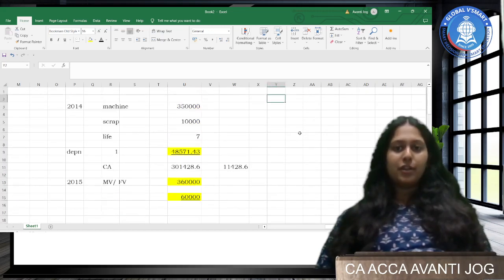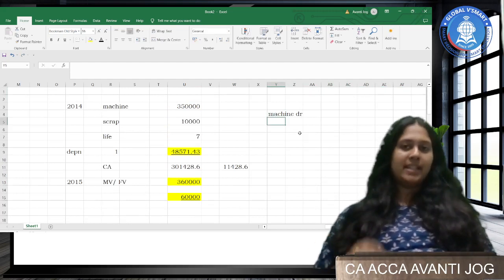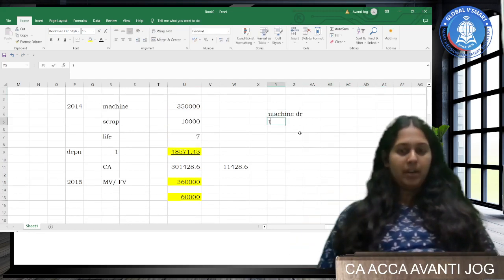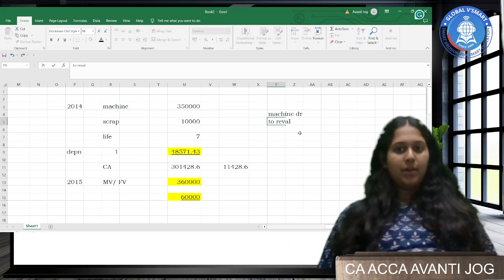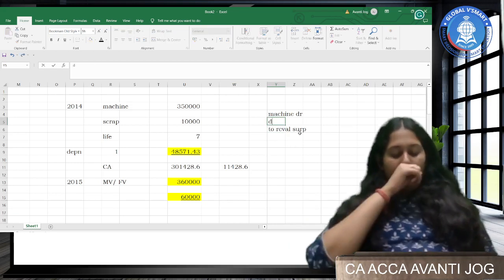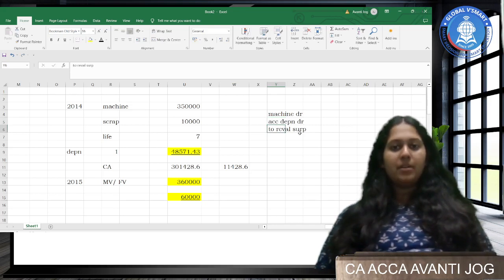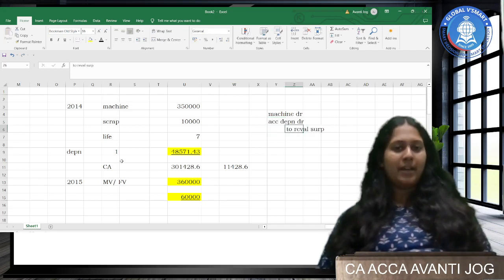Okay. First of all, I say asset account debit. So for example, let's say it's a machine, machine account debit to revaluation surplus. Okay. Sorry. Accumulated depreciation account debit to revaluation surplus. Now, what exactly do I mean by this? Let me explain to you.